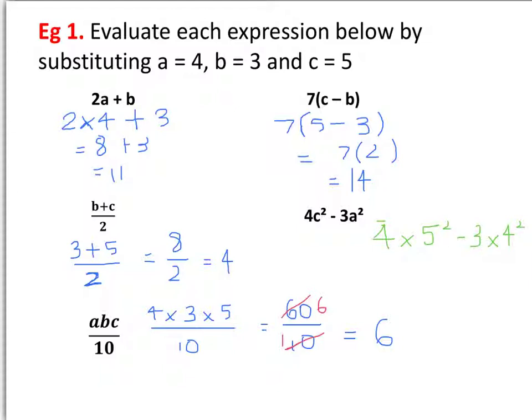So now using BODMAS, we have to do our squareds first. So our next line of working looks like 4 times 25 minus 3 times 16. 4 times 25 is 100. 3 times 16 is 48. So our solution to that one is 52.